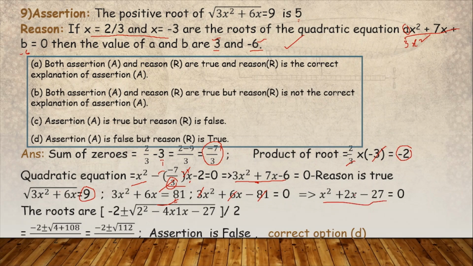Solve this using the quadratic formula, minus b plus or minus root of b square minus 4ac by 2a. I am getting minus 2 plus or minus root of 112 by 2. However I simplify this root of 112, I will not get the value 5. So that assertion is false. I'll go for option D.